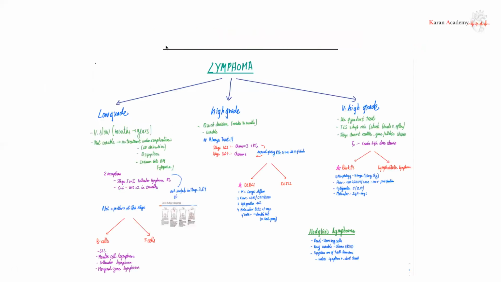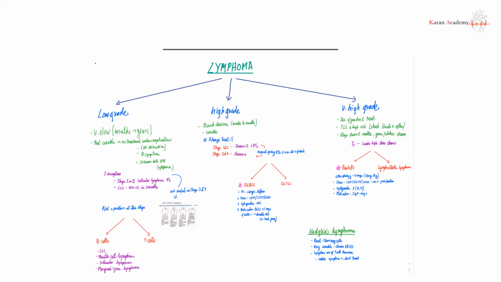So instead, here is a system that I was taught, and I personally find it very, very useful. Split them into low-grade, high-grade, and very high-grade lymphomas. Low-grade, as I said, are slow-growing and of mature origin. The important ones you should know are follicular, mantle cell, marginal, and CLL.